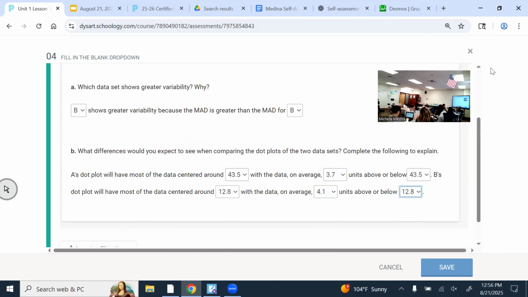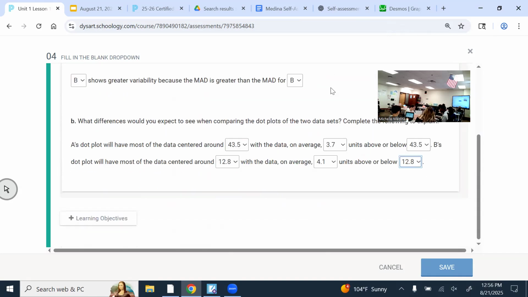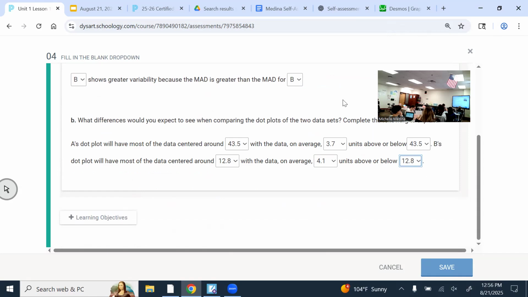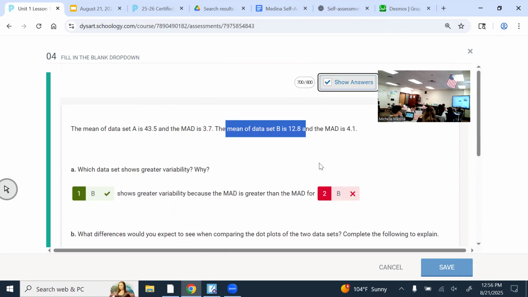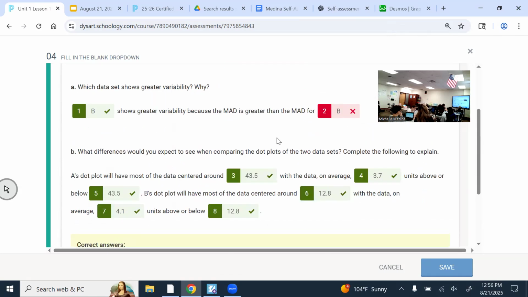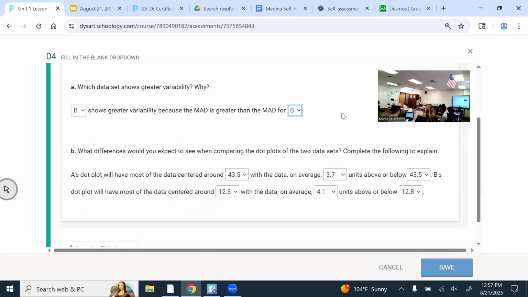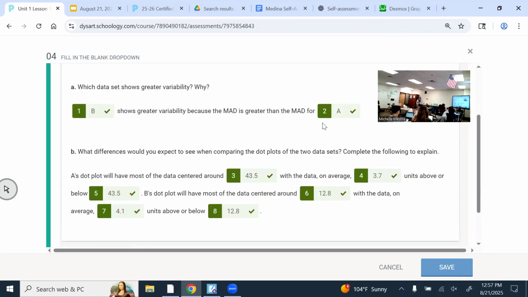Let me make sure the key is right. Okay, it says one of them's wrong, but I think I'm right, so I'm going to see what it says. Shows greater variability because the MAD is greater. Oh, okay, so I made a mistake in my English. That should be A right here. Now it makes more sense. B shows greater variability because the MAD is greater than the MAD for A. Okay, now there's no error.